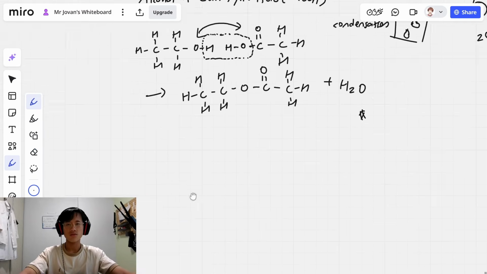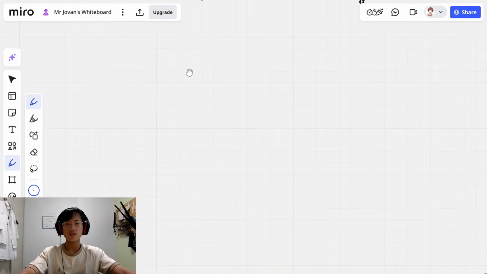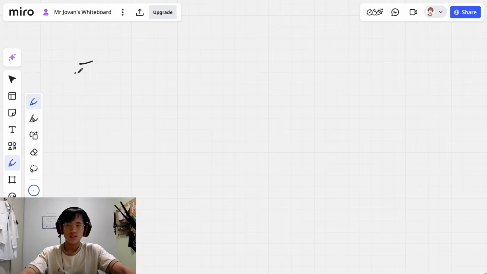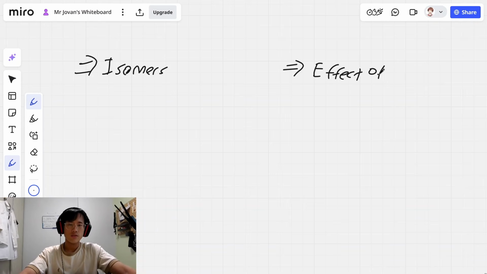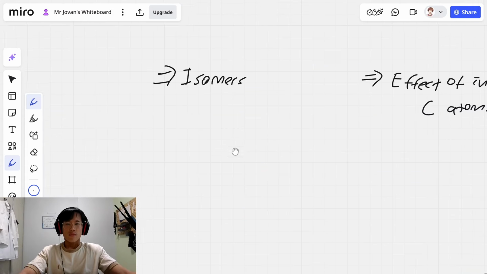Okay, now let's go through what is common among all these homologous series. So now we're going to go through isomers, and we're also going to go through the effect of increasing carbon atoms. Okay, let's start with isomers.